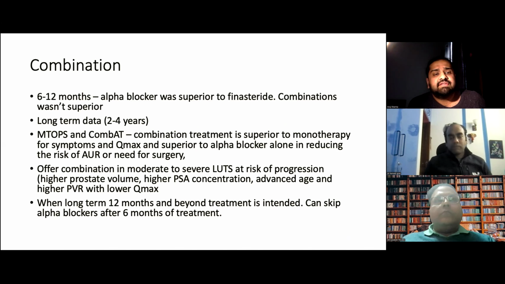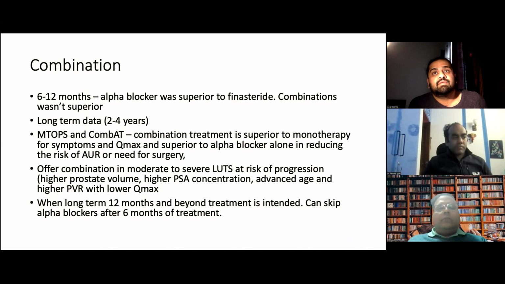Regarding the combination, again, 6 to 12 months is not a good time to see all the results. Longer term studies, which have a mean value of 2 to 4 years, including the MTOPS and COMBAT, showed that the combination treatment was superior to monotherapy. So it had the best of both things. The best from the alpha blocker came in terms of increased peak flow rates and amelioration of the LUTS symptoms, whereas the good thing coming from the 5 alpha reductase inhibitor was a sequential reduction in prostate size, leading to lesser risk of urinary retention and lesser need for surgery, seen both in the PLESS and the COMBAT study.